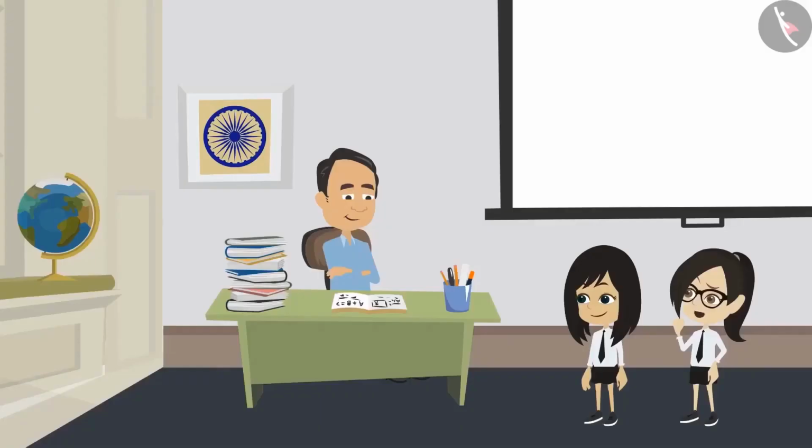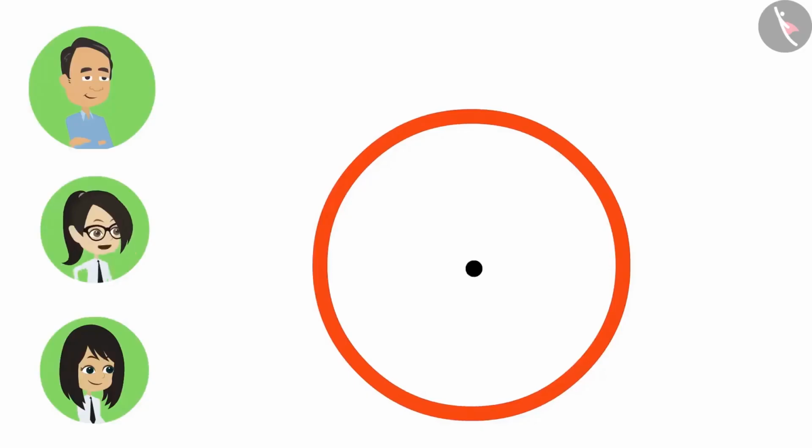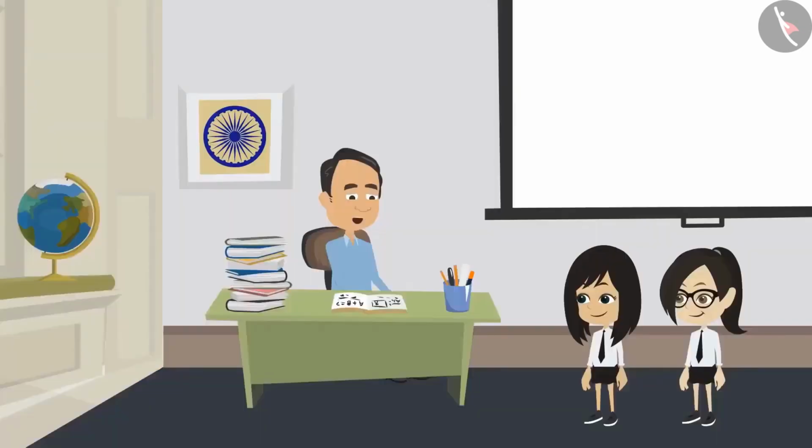Sir, how can we tell whether a circle is small or big by measuring the radius? We can definitely say. I'll explain. What is a radius? Sir, the distance from the center to the boundary is called radius. Absolutely right. And if we increase the radius, the distance from center to the boundary will increase.